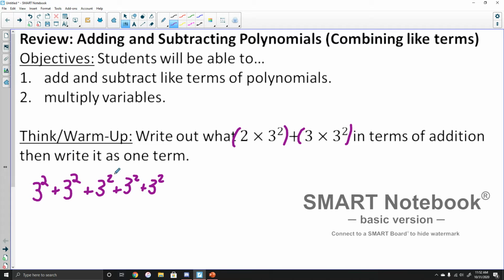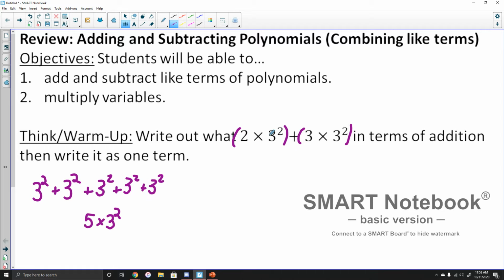And when I say write it as one term, what we really have now is 5 3 squareds, right? We have 5 times 3 squared here. And we're going to extend this to variables.